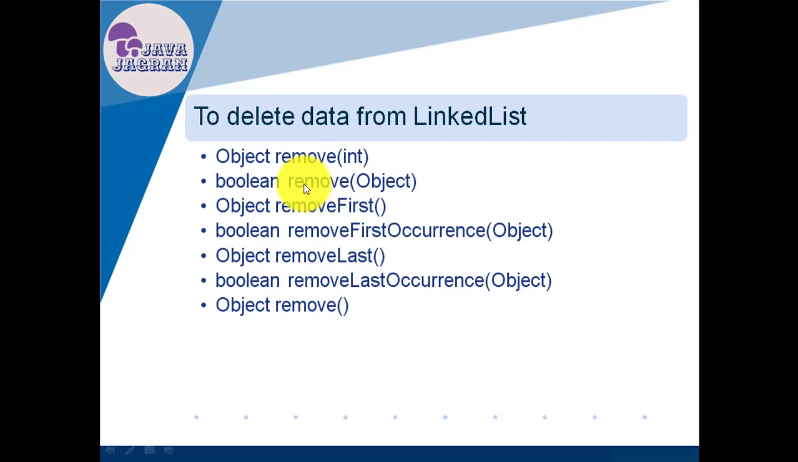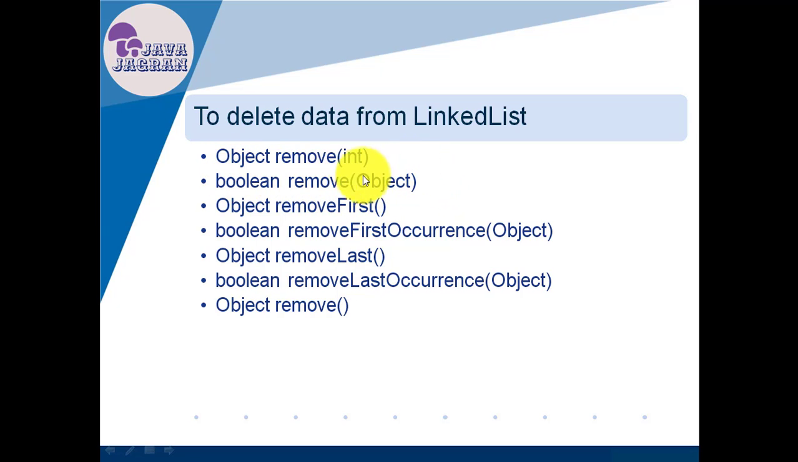The next method is remove with an object. It will go into the list and search for the object, starting from the beginning. Wherever the object is found, it will simply remove it. If the object is not found in the list, or it's anyhow not able to remove it, it will return false. If it successfully removes the object, it will return true.